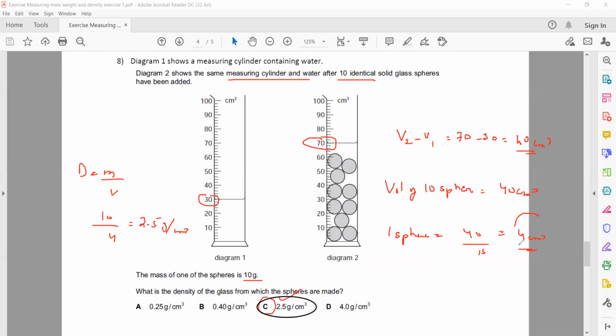4 cm cube is the volume of one sphere because there are 10 spheres, so we got the volume of one sphere. The total change in the volume, that is 40. So 40 cm cube is the volume for 10 spheres. We got the volume for one sphere, that is 4. But we need density, mass divided by volume. So mass is 10 and the volume is 4. So 10 divided by 4 will get 2.5 gram per centimeter cube.